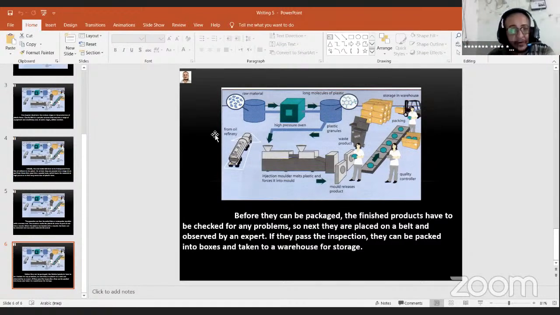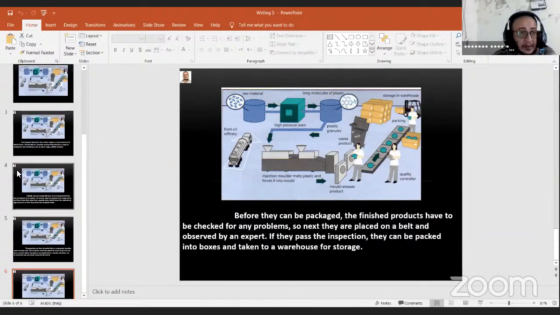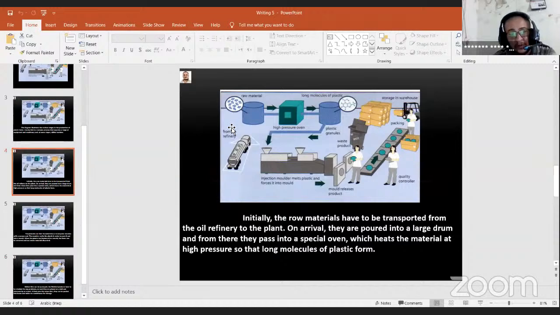Here, the hints you have are from our refinery. That means the first step which we talked about, the raw materials, because from our refinery, we take the oil materials to be poured into this drum. Then you have this hint, high pressure oven, the other step, long molecules of plastic, then plastic granules. After that, you have the injection molder melts plastic and forces it into mold. And you have the other steps. What you need to do here is to mention the steps one by one and write what happens in each step. They give you only hints, and the drawing will show you everything.